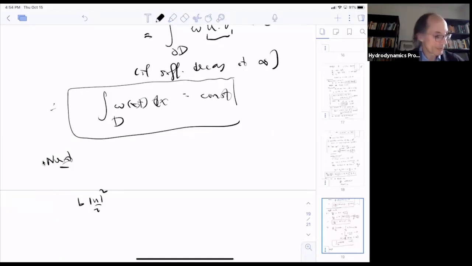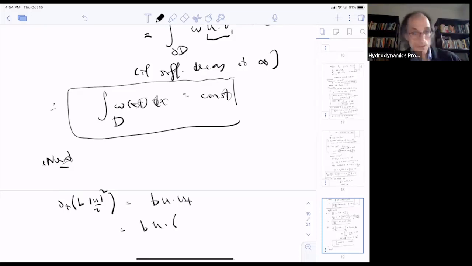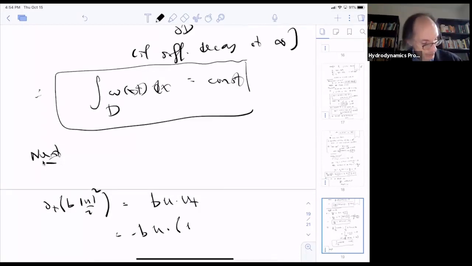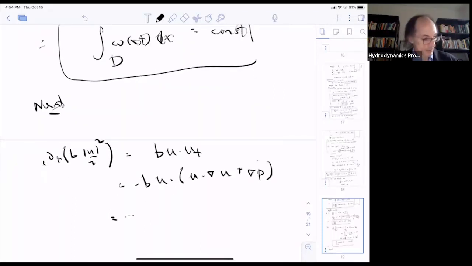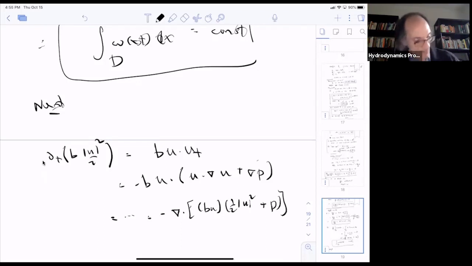Okay, so if I look at the time derivative of this, I'll have, so b is independent of time, u dot u sub t. This is b u dot, and then what was it? There's a minus sign, u dot grad u plus grad p, and I'll just rewrite this a bit. I believe this is what we get.